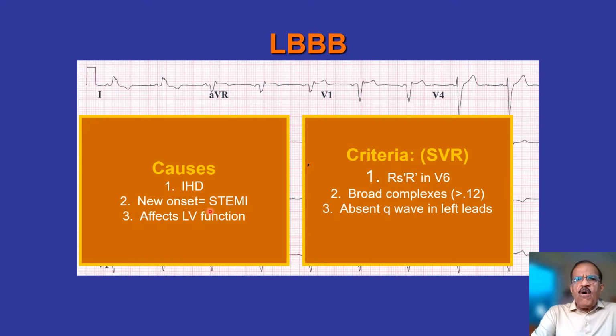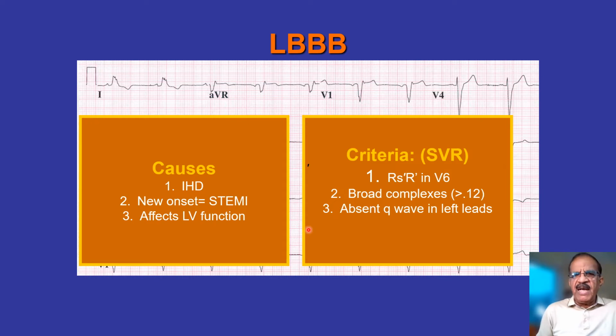The causes of left bundle branch block are ischemic heart disease, and left bundle branch block may also be benign in some cases, but generally speaking, it is considered to be a sign of heart disease. New onset is equivalent to STEMI. Now, this is important. If you know that somebody did not have left bundle branch block, and the left bundle branch block appeared with other symptoms of acute myocardial infarction, so you know that this is a new onset left bundle branch block. Even in the absence of ST segment elevation, this should be considered as a sign of ST segment elevation myocardial infarction.